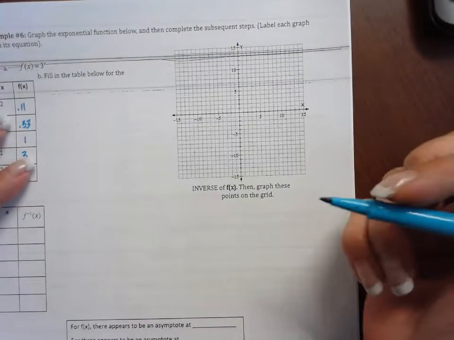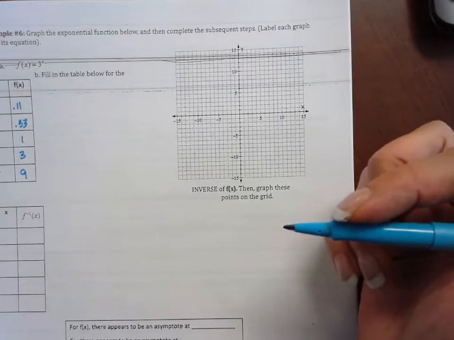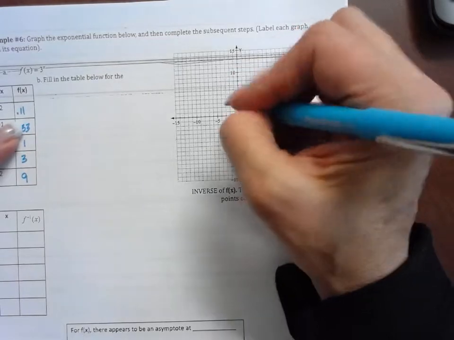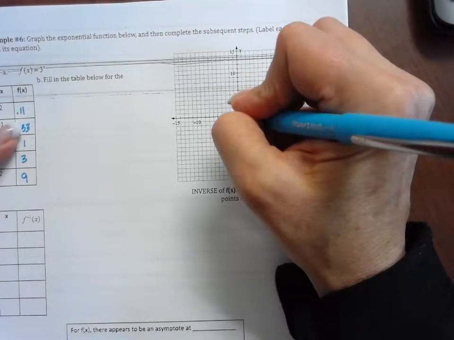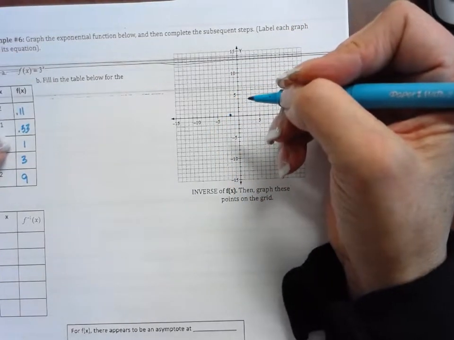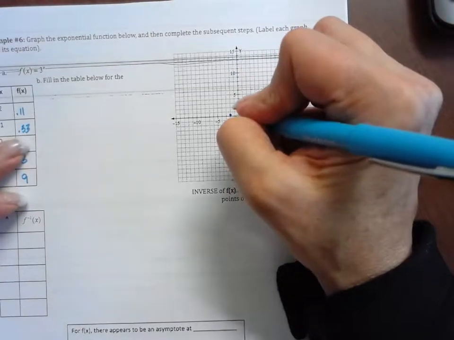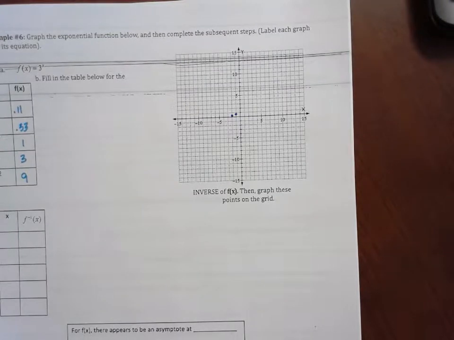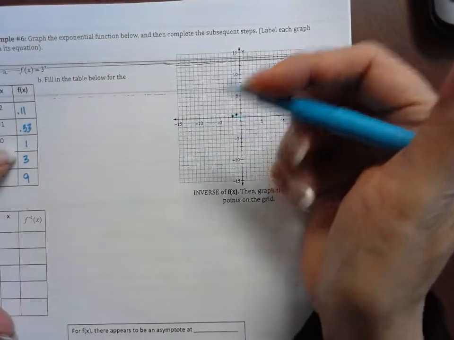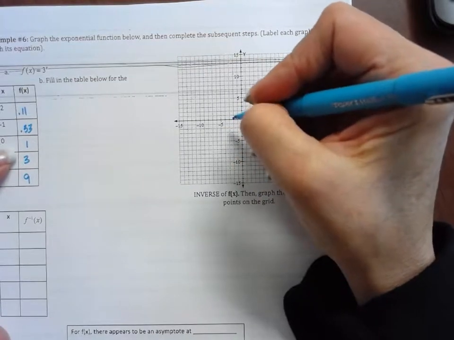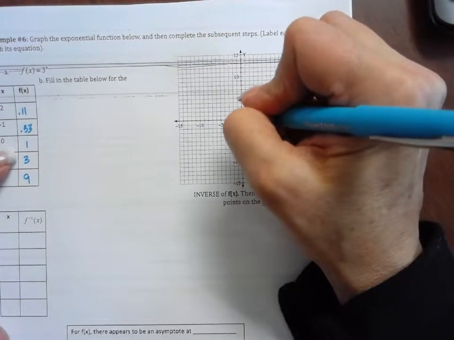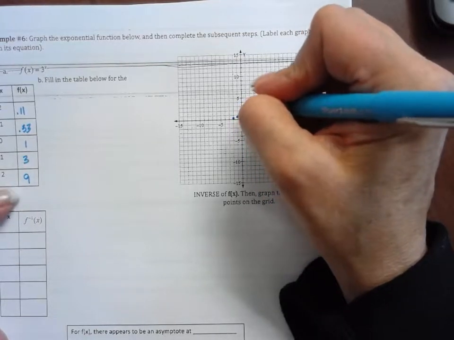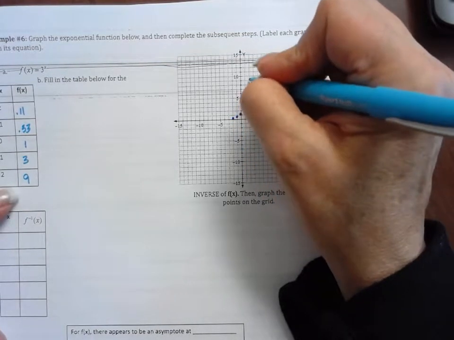Alrighty, so let's plot these. 0.11, that's just going to be darn near close to my axis. So I'm going to put it right there. Because at -1, I'm at 1/3, so it's got to be a little bit higher. And as long as we're estimating it closely, that's cool. That's going to be good enough, because it's still going to give us the shape of the graph. So at 0, I'm at 1. At 1, I'm at 3. And at 2, I'm at 9.